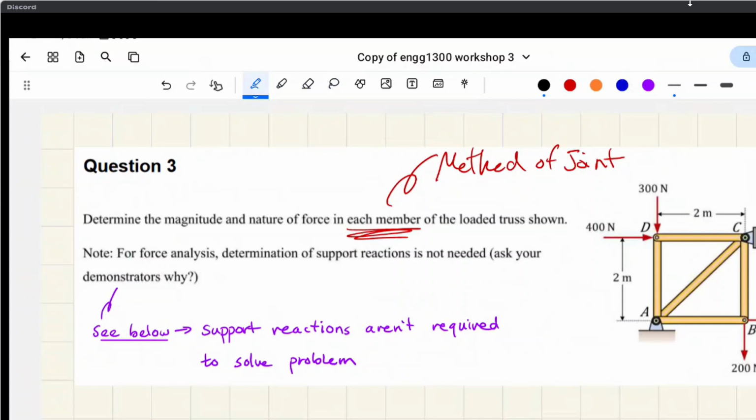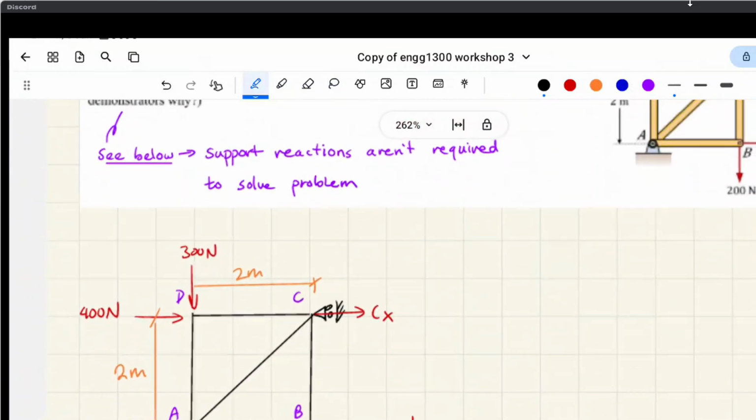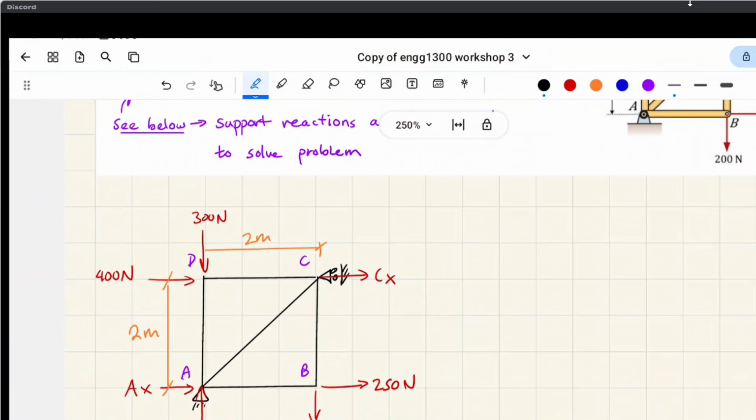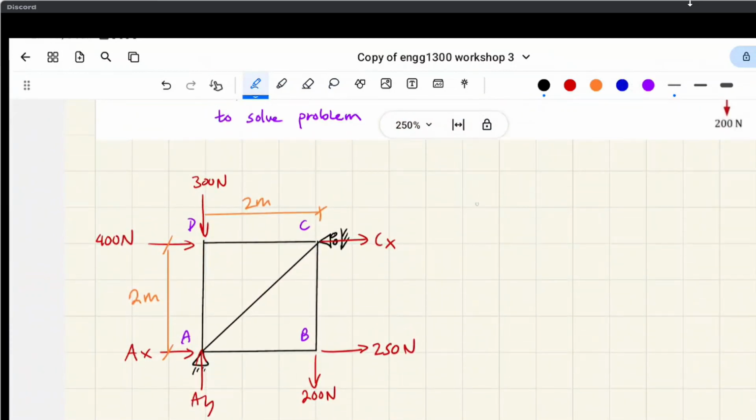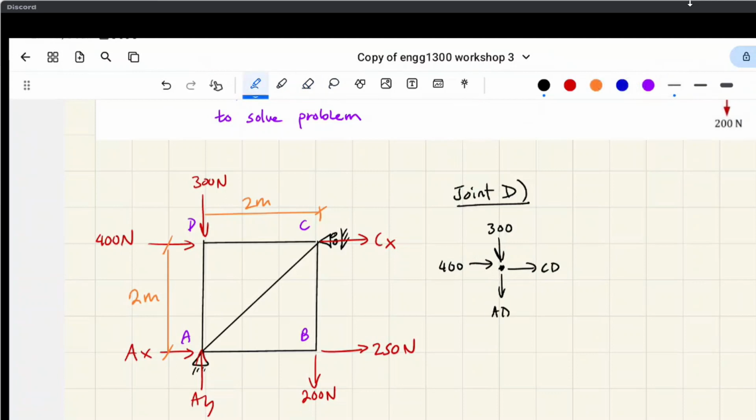So if you were going to do method of joints here, where would you start, right? You can start at D or you can start at B, and then work your way to either A or C. So I'll show you what I mean. I've just redrawn the same thing, but I've labeled the support reactions as well. I'm not going to solve for support reactions because of how the question's worded. We'll go to joint D first, which is the top left one. And then this is CD, and this is AD, right?